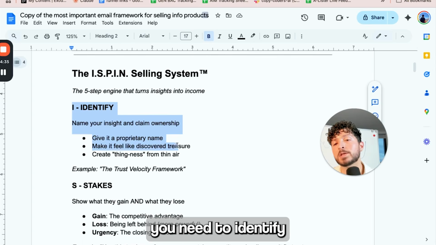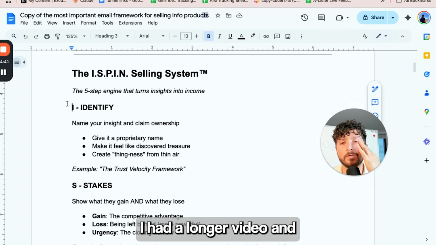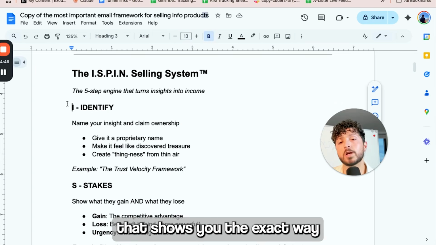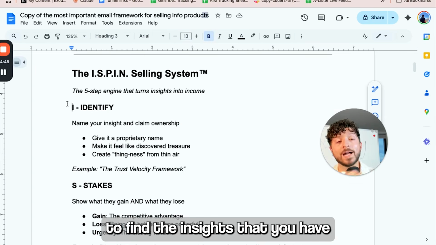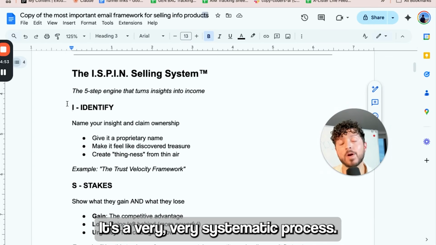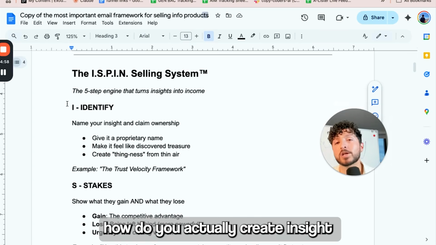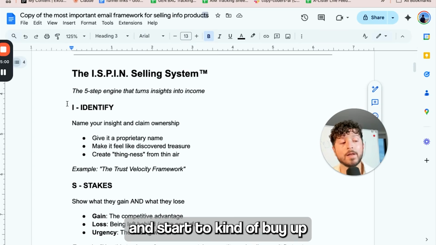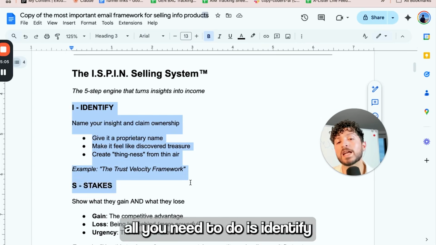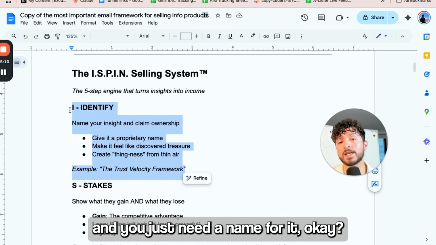First thing you need to do is identify a specific insight that you have come up with and give it a name. I have a longer video, and if you want me to make it, I will if you respond in the comments below. It shows you the exact way to find the insights that you have and to create new insights. It's a very, very systematic process. I've been doing it for a long, long time. And it's not fugazi. It's not fake. It's how you actually create insight within your market and start to buy up some of that cognitive capital that I'm talking about. But for now, all you need to do is identify any concept that you have and give it a name. There are probably many concepts that you already have, and you just need a name for them.